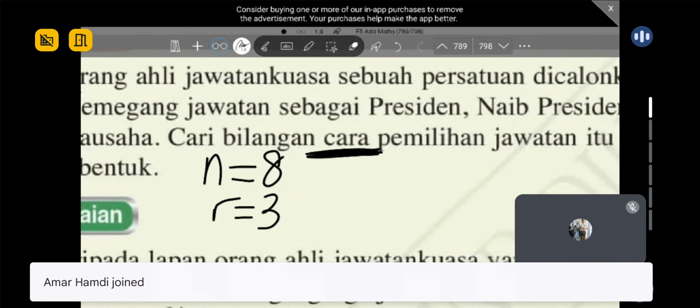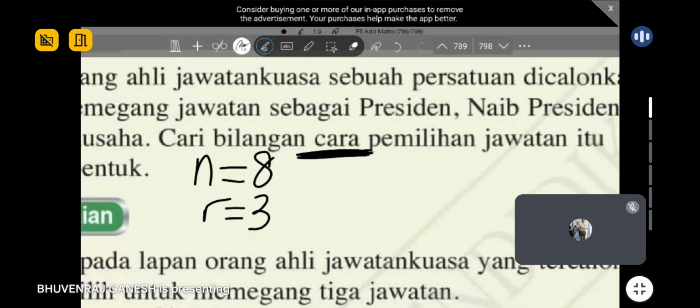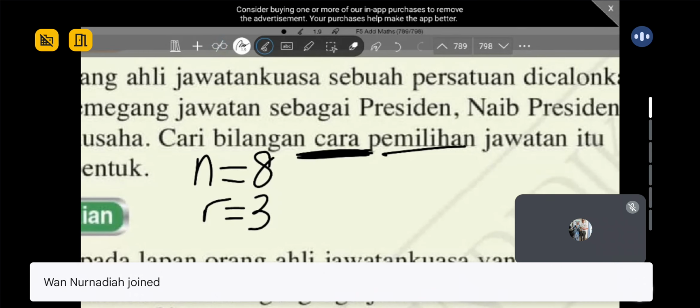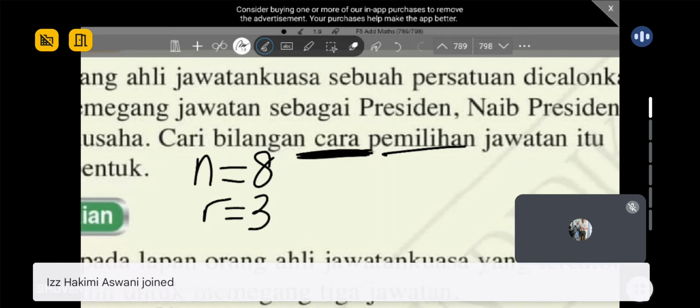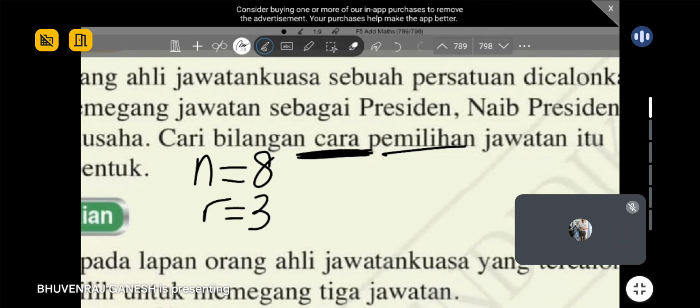Alright. So this one they are selecting, pemilihan, for certain position. So in this case, the order is important. Am I right? Guys, try to think and see logically in a country, pada dalam sesebuah negara, you got president, naib president, setiausaha. Adakah susunan penting tak guys? Can you all answer me?